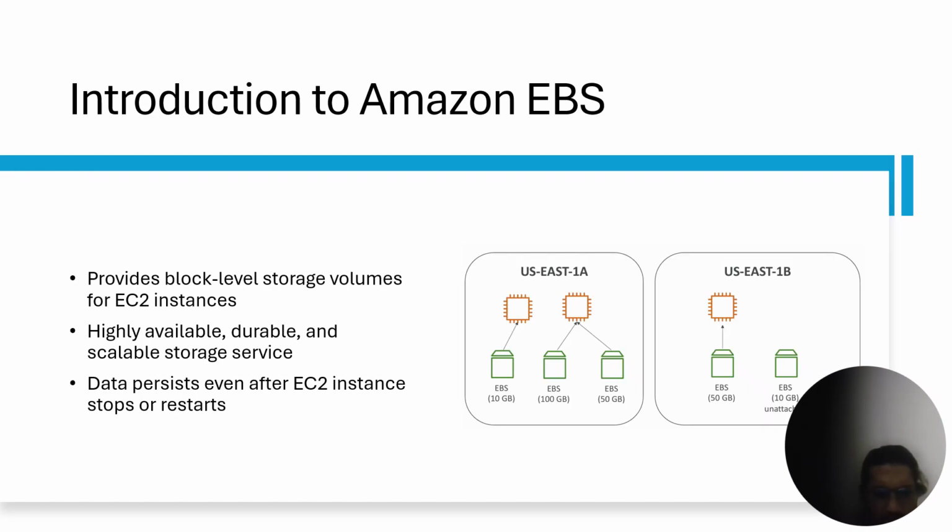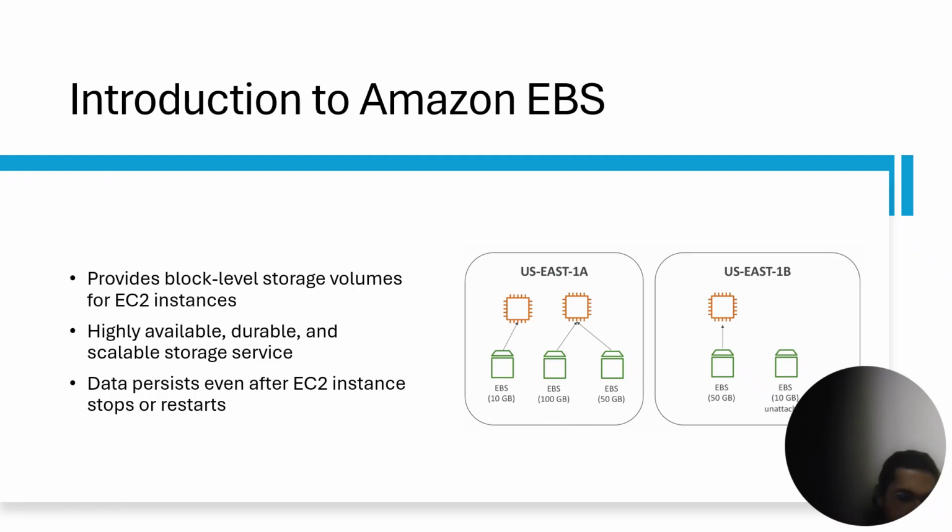EBS is a block level storage service provided by AWS that you can attach to your EC2 instance. Think of it like a virtual hardware device in the cloud. It provides persistent storage, meaning your data remains safe even if your EC2 instances stop or restart. It's designed for high availability, durability, and scalability, which makes it ideal for storing operating systems, databases, and application data.